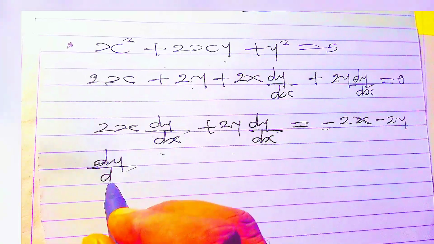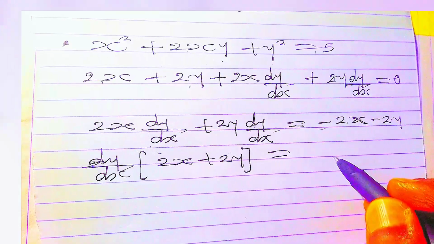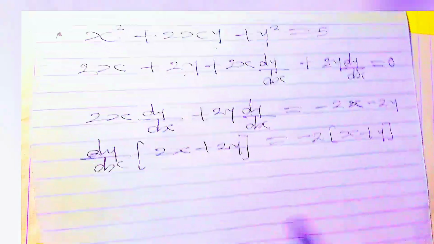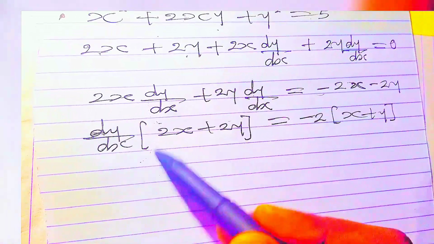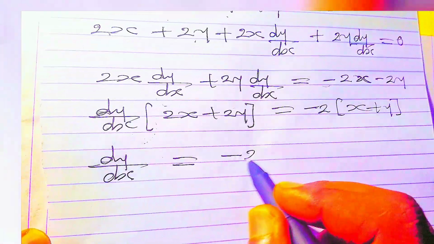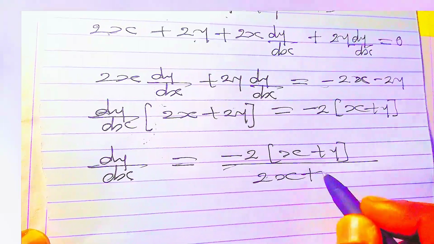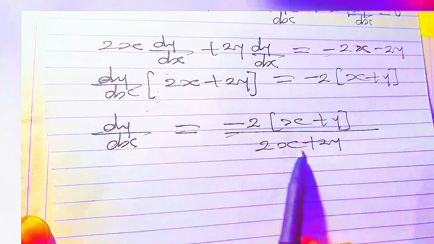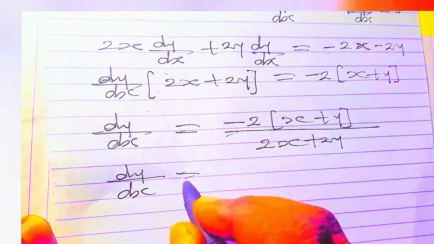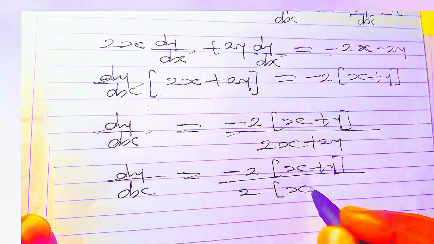And of course, we use dy/dx to factorize this. This becomes dy/dx in a bracket 2x plus 2y equal to, and of course we can simply use minus 2 to factorize this. So if you use minus 2 here, this becomes x plus y, and then we divide both sides by the coefficient of dy/dx here. So that becomes dy/dx equal to minus 2 in a bracket x plus y, everything over 2x plus 2y. And of course, when you take a look at the denominator, we can still use 2 to factorize both x and y there. So finally we have dy/dx can be negative 2 times x plus y, everything over 2 in the bracket x plus y as well.